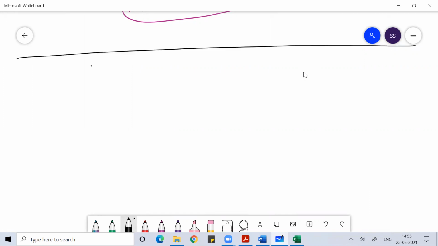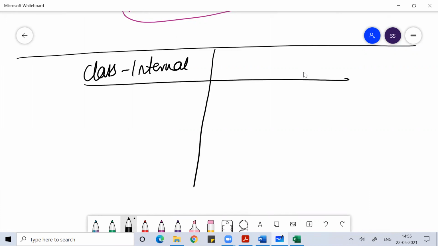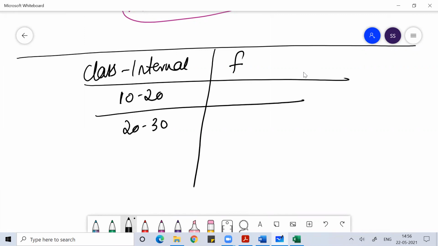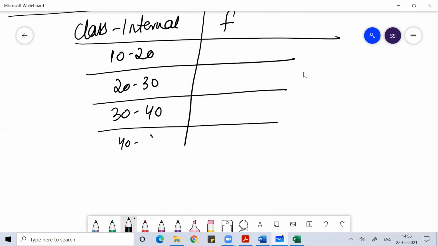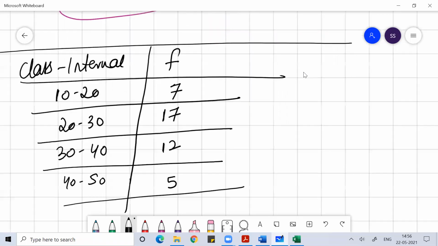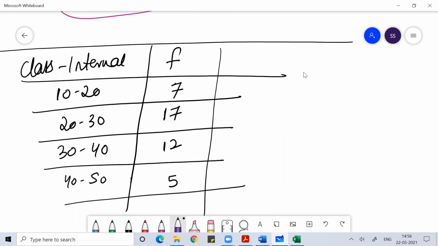Now going further, maybe you get data in the form of class interval and frequency. Then how will you find the median? Maybe 10 to 20, then 20 to 30, then 30 to 40, then 40 to 50. I'll not write much data. Some random frequencies I wrote: 7, 17, 12, 5. For this I want to find the median, so I want to do the calculation of median.